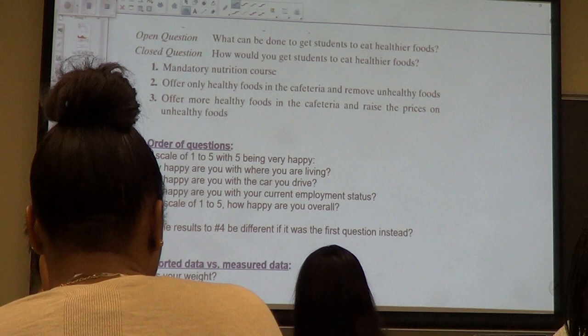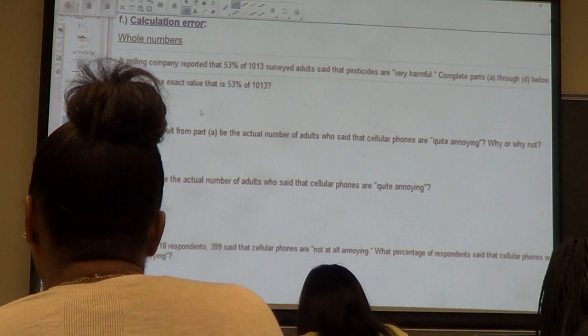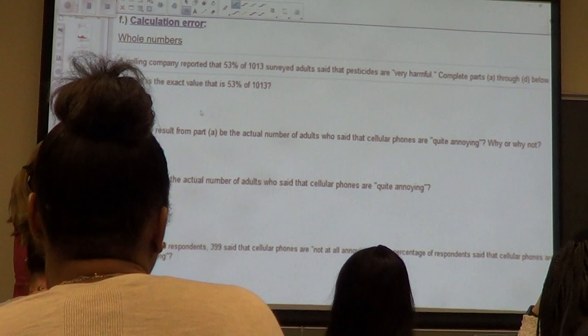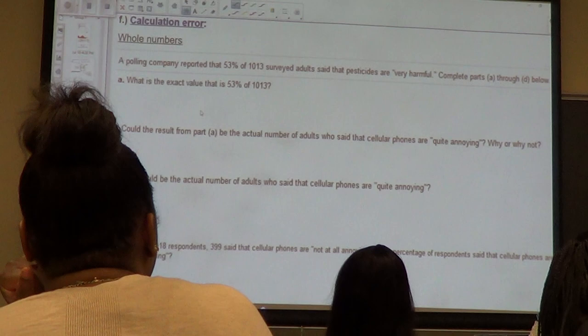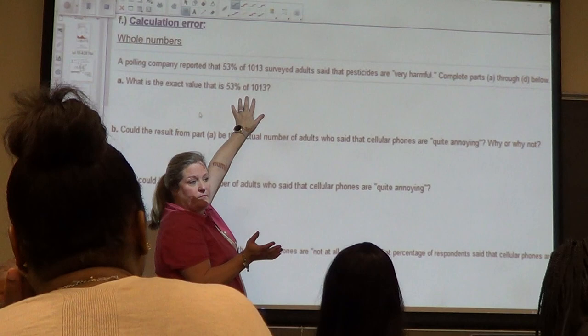All right, time for a little more math. A polling company, somebody who just calls and asks questions, reported that 53% of 1,013 people surveyed said that pesticides are harmful. Complete parts A through D. So what is the exact value of 53% of 1013? If you solve this question, how would you go about answering this? More than one way. How would you do 53% of 1013?